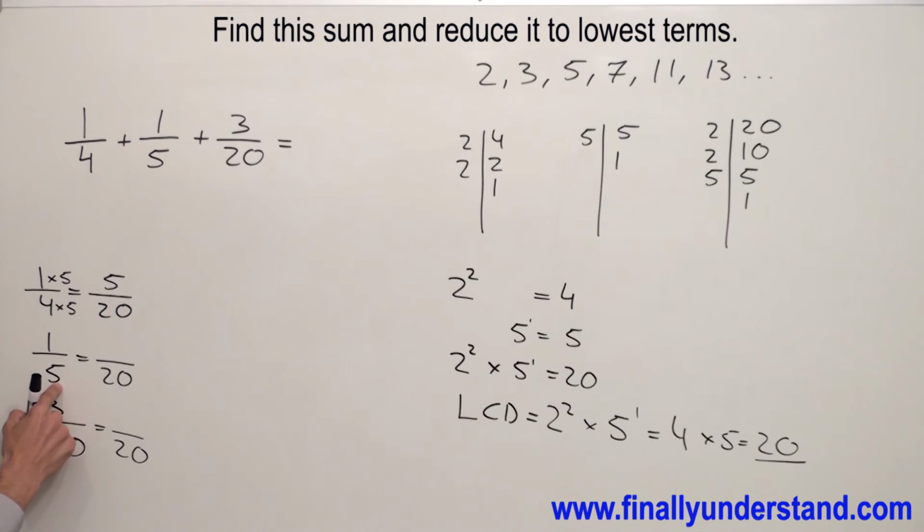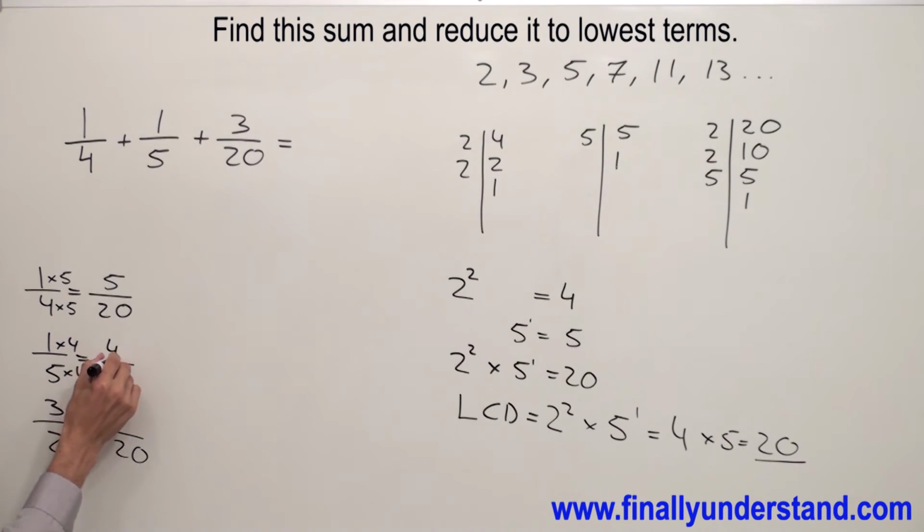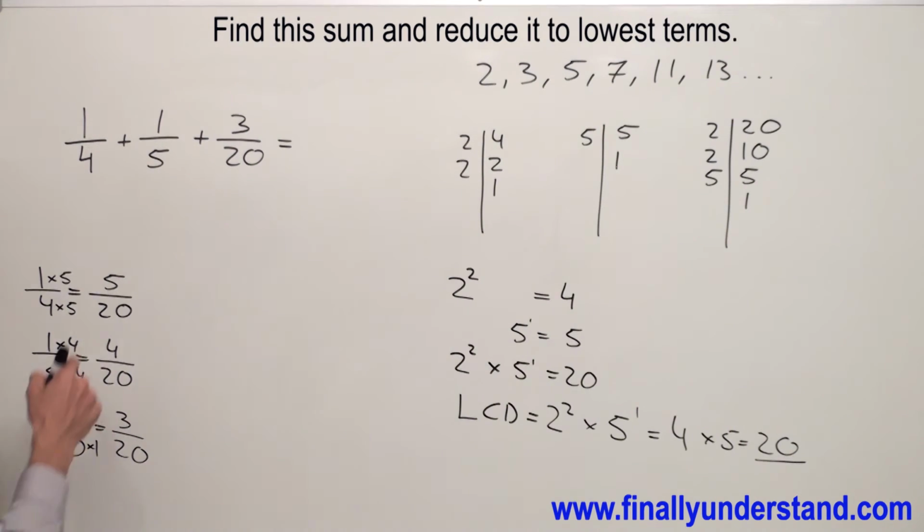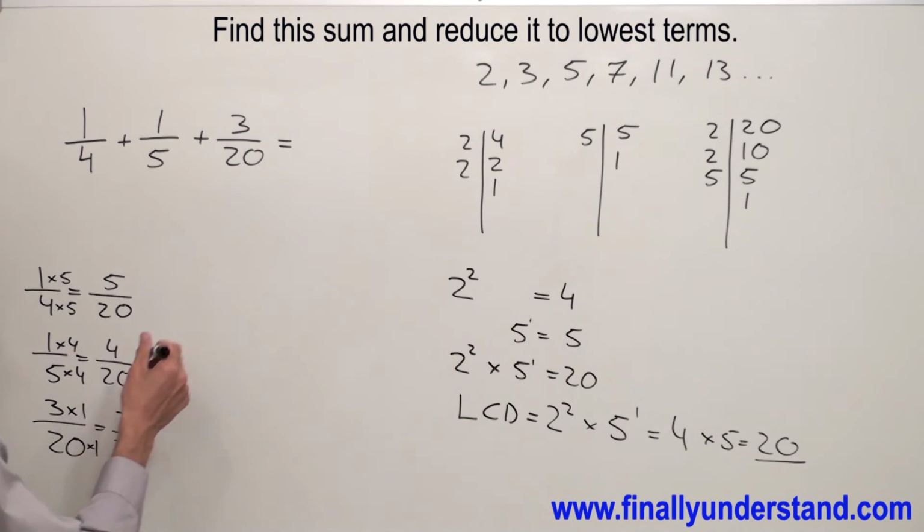By what number do I have to multiply 5 to get 20? I have to multiply by 4. 5 times 4 is 20. Whatever I did in the denominator, I have to do also in the numerator. So 1 times 4 is 4. By what number do I have to multiply 20 to get 20? Times 1. Whatever I did in the denominator, I have to do also in the numerator. So 3 times 1 is 3. Let me copy these equivalent fractions into my problem.